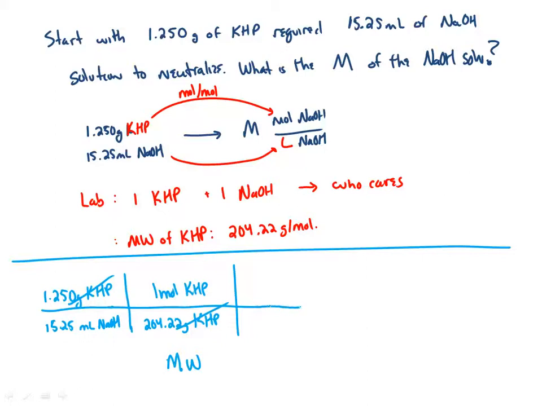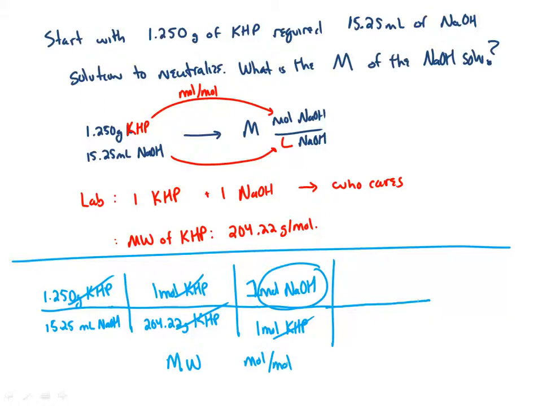And of course, we know that once we're in moles, we almost always use a mole-to-mole ratio. So we know that 1 mole of KHP is 1 mole of NaOH. So that's good. We've got our top part done in that we've got our moles unit. And then the bottom part is just a metric conversion.